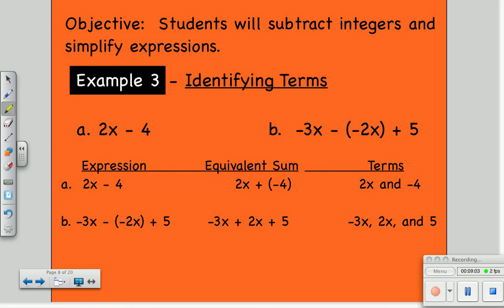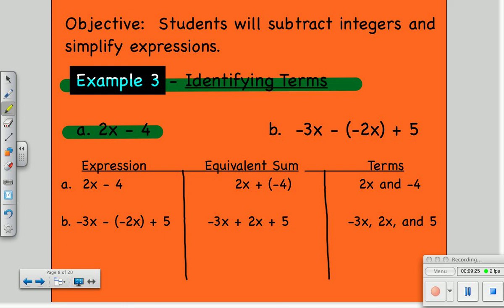Example 3, identifying terms. We're identifying the terms in A, 2x minus 4. Let's do that one first. So, the expression, I have a table over here, and I'm just going to draw a line so you can see that this is just a table. I've made a table here to organize the information. Okay? So, here's my information organized. So, 2x minus 4. What's the expression? The expression is 2x minus 4.